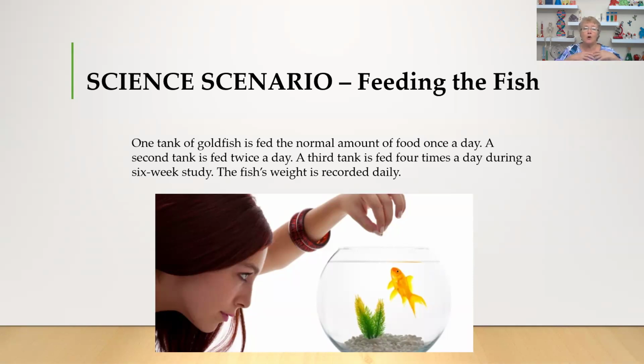The controls are going to be everything else. They have to have the same size bowl. They have to have the same decorations and rocks in the bowl. It has to be similar size fish, the same breed of fish. They all have to be goldfish. The temperature in the room has to be the same. There can't be sun on one and not sun on the others. We want to control all of the other variables for that.